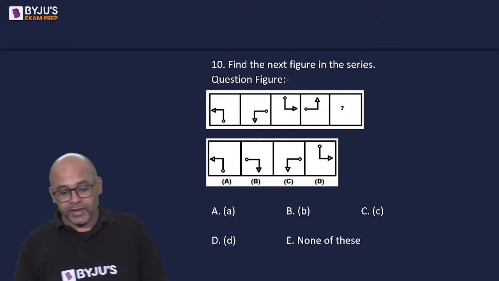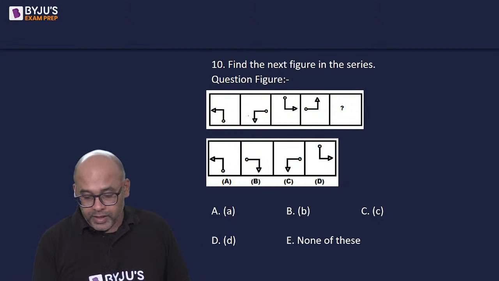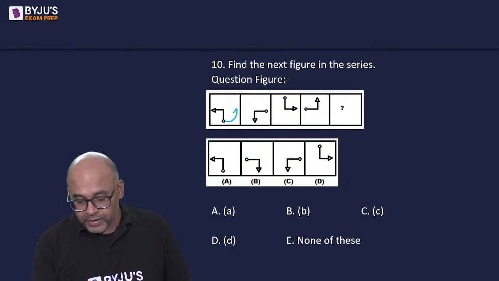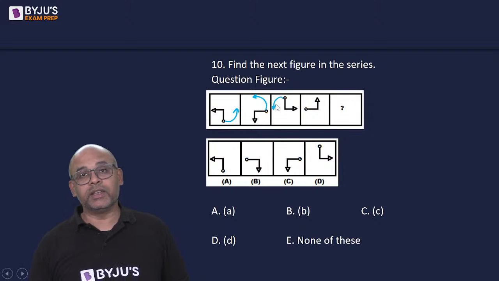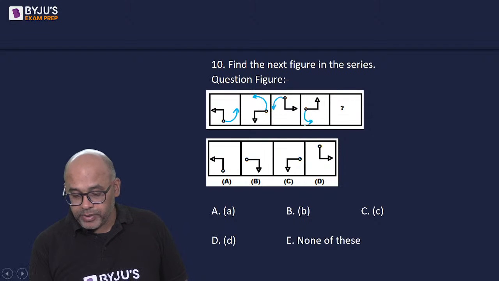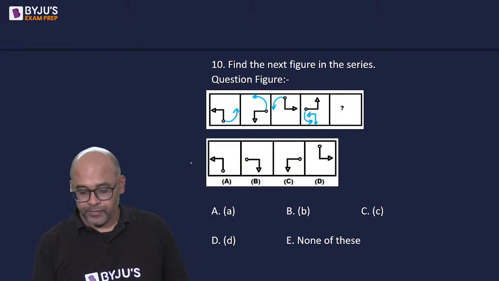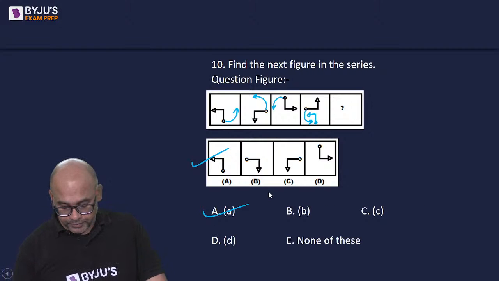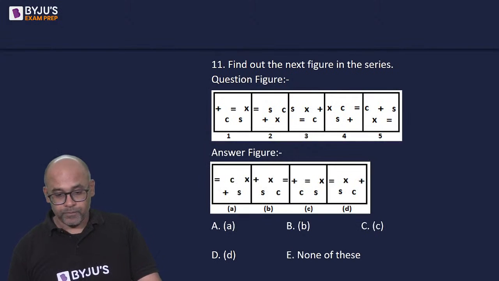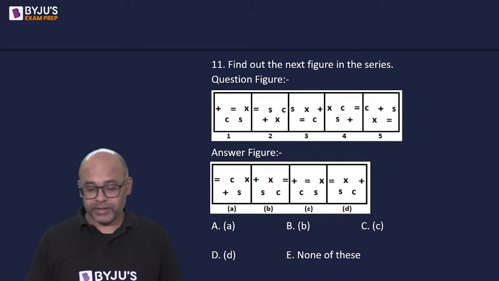Okay, so what is happening here? You have a movement of 90 degrees, then another movement of 90 degrees, then another movement of 90 degrees. Therefore, the last one should also be a movement of 90 degrees, which means this will be here like this. That is there in option A. Clear? Okay, 11th is a different pattern. Take a look at it.